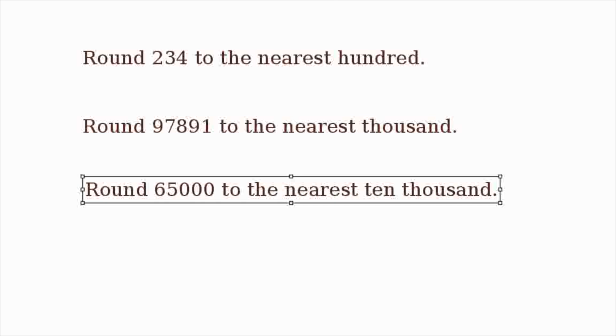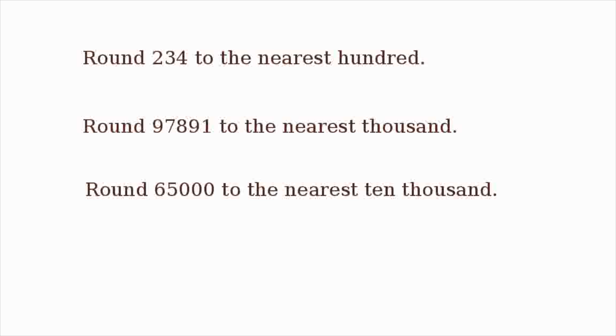Okay, so the first one, round to the nearest 100. That 234 is closer to 200 than it is to 300. So for that one, the answer is 200. Hopefully you got that correct. On the next one, the nearest 1,000, the numbers that you might think might be the answer are 97,000 and 98,000. And I hope you can see that it's closer to 98,000. So I would write that for the answer.